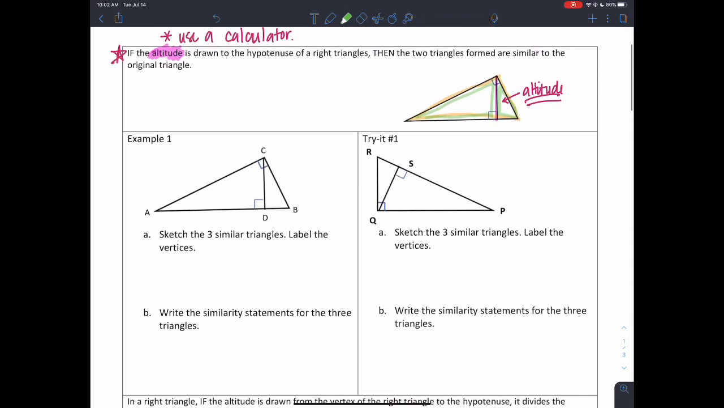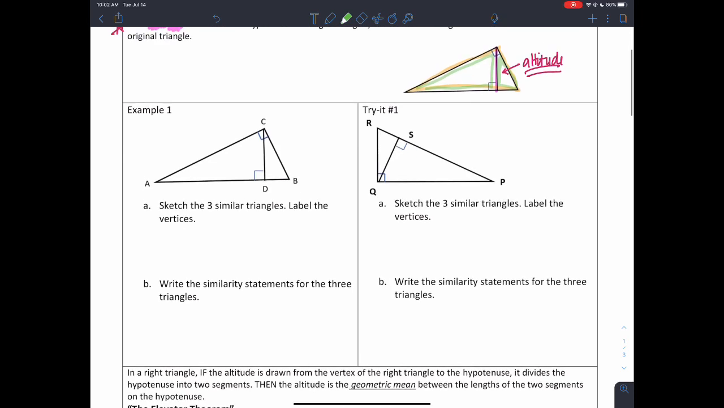So let's look at example 1. Example 1 gives us a big right triangle that has an altitude, CD. And for letter A, it says sketch the 3 similar triangles, label the vertices. Okay, so our first triangle here is ABC. So let's draw that here, A, B, C.